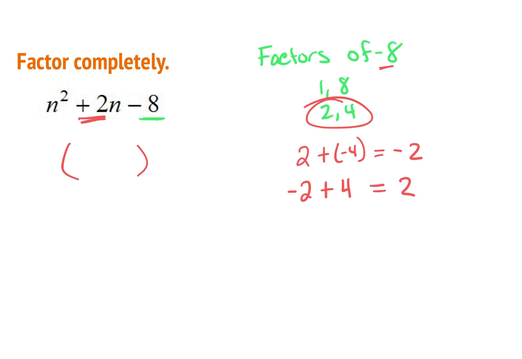So split up your n squared. So now we just have two n's. And now we have negative 2 and plus 4. And don't forget to check your work by doing double distribution or FOIL.